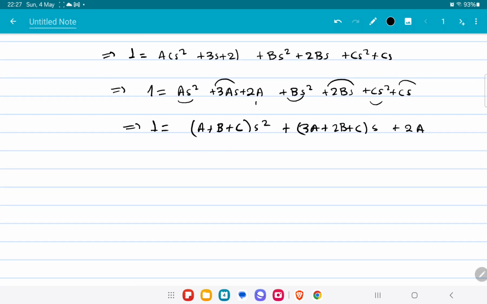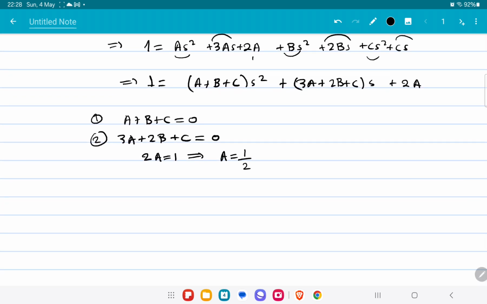From here I have to match the coefficients of the right hand side to the coefficients of the left hand side. So A plus B plus C is going to be equal to 0 because I don't have any s squared at the left hand side. 3A plus 2B plus C is going to be equal to 0 because I don't have any term involving s at the left hand side. And 2A is going to be 1. So from here A is going to be equal to a half.